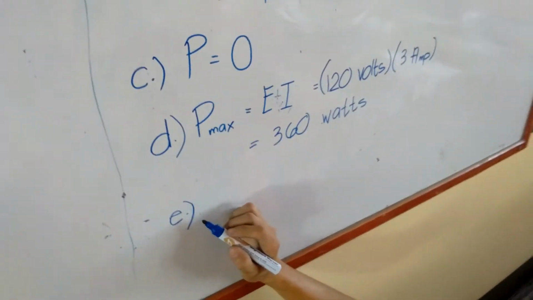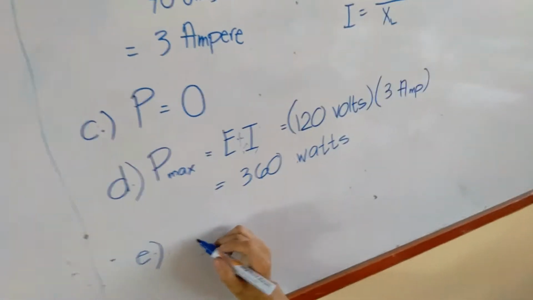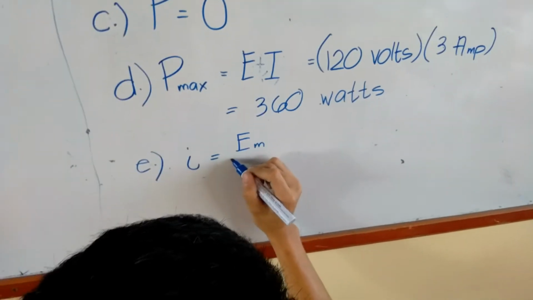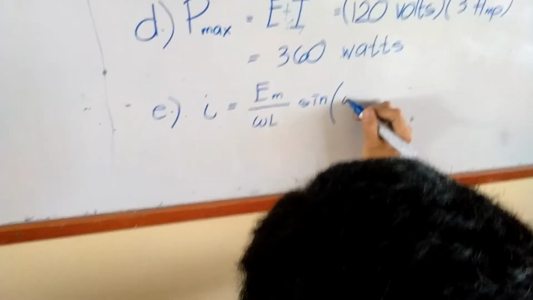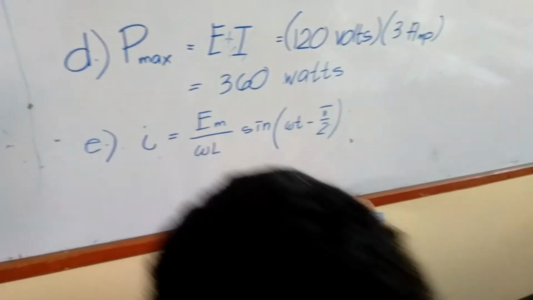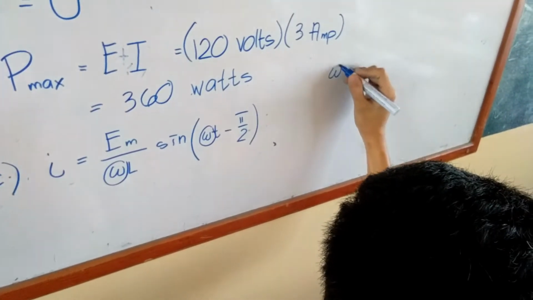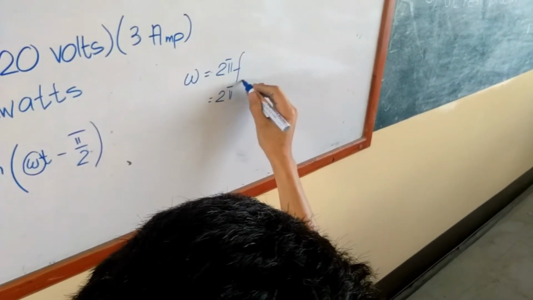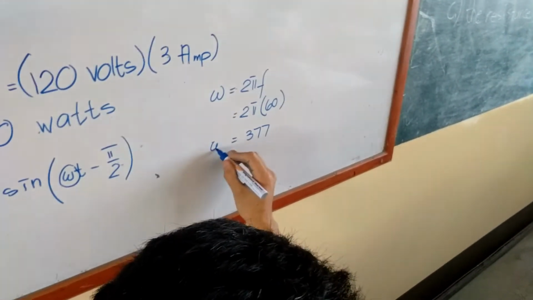For letter E, we want to solve the current. Since the sinusoidal current is I equals E_m over omega L times sine of omega t minus pi over 2. Now, we need to solve the value of omega. Since omega is equal to 2 pi f, then 2 pi times 60 is equal to 377. That's the value of omega.